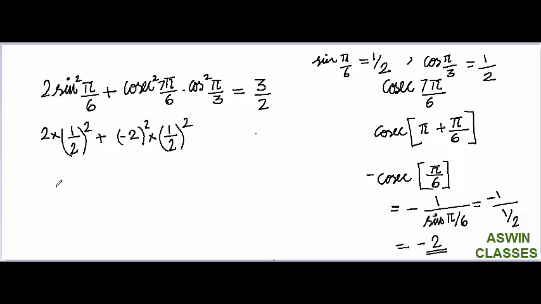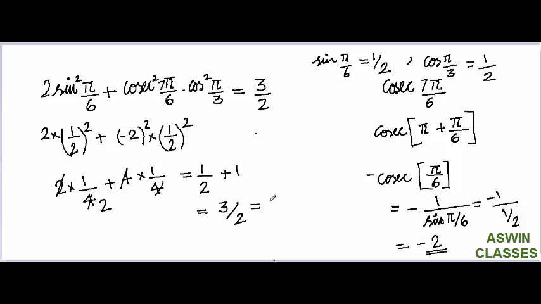On substituting, you get 2 into 1 by 4 plus 4 into 1 by 4. 2 and 4 will get cancelled, and this value will be 1 by 2. Plus 4 into 1 by 4, the 4s cancel, and this value is equal to 1. So 1 plus 1 by 2 is equal to 3 by 2, which is our RHS. So this again is proved.